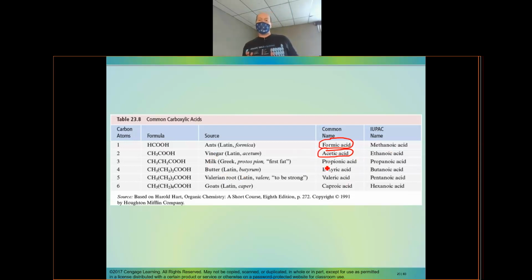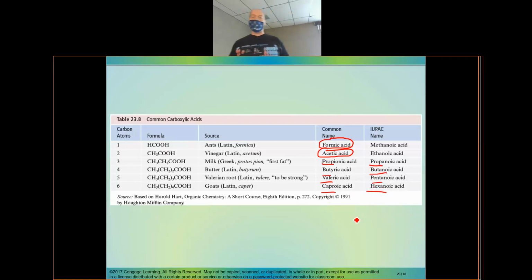You can easily figure out the next two. So propionic acid is the same as propanoic acid. So very little difference in the common and the IUPAC name. Same with the 4-carbon one, butyric acid and butanoic acid. Okay, so that's 4 and that's 4. You do not need to know about the 5 and the 6. Valeric is a pentanoic acid, and caproic is hexanoic acid. You do not need to know those two.